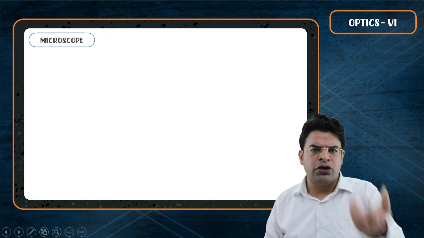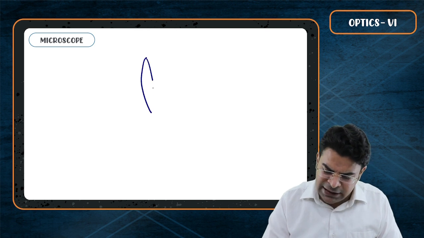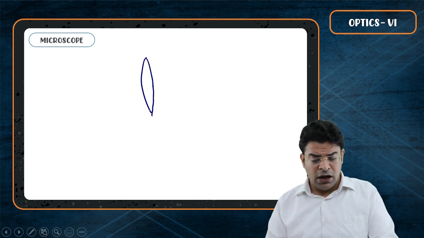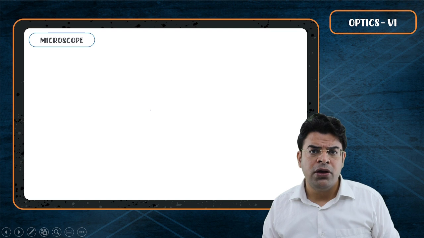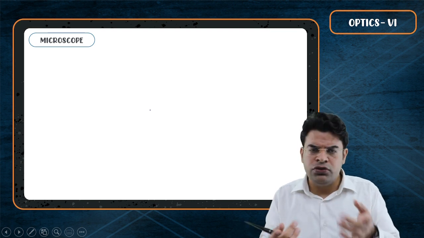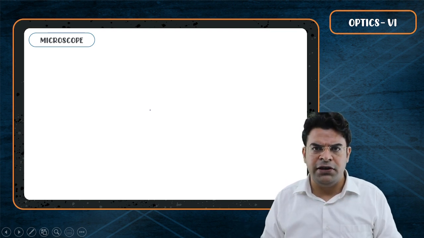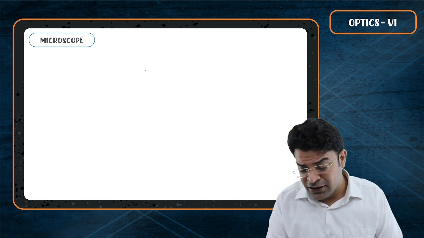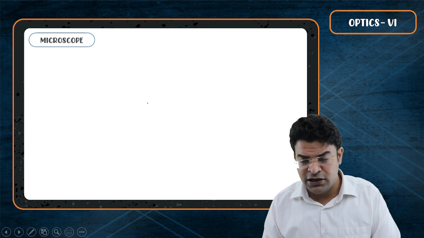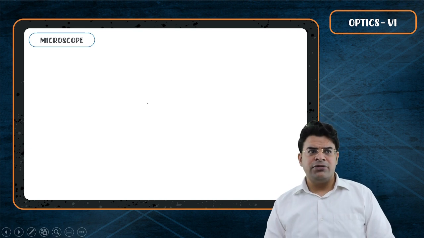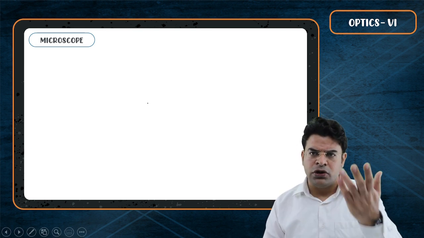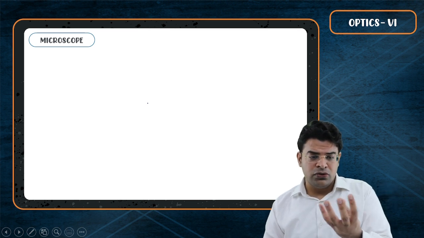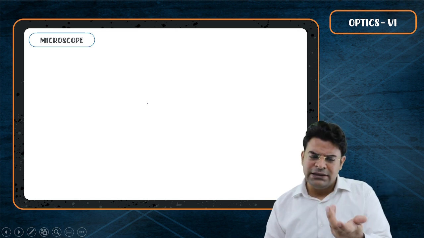What is a simple microscope? A single convex lens is a simple microscope. A converging lens is a microscope. What is the use of a microscope? The use of a microscope is to see things clearly. By the way, when we do not have a convex lens, a converging lens, how do we see things clearly? So if I am looking at something and I can't see it clearly, I get closer to it, or I bring the object closer and then I look at it. So I see it clearly.